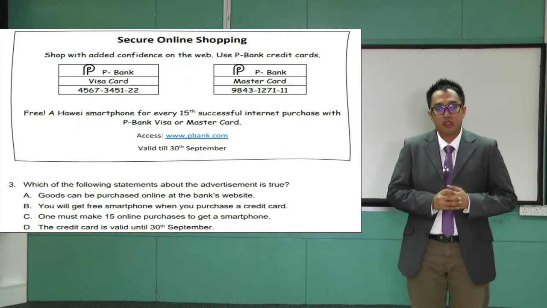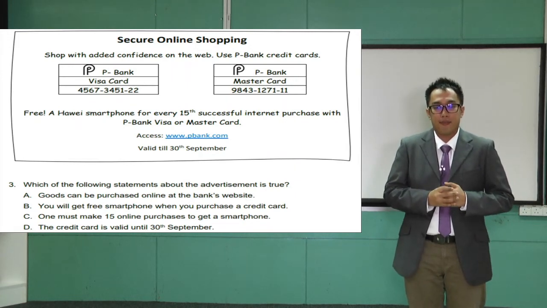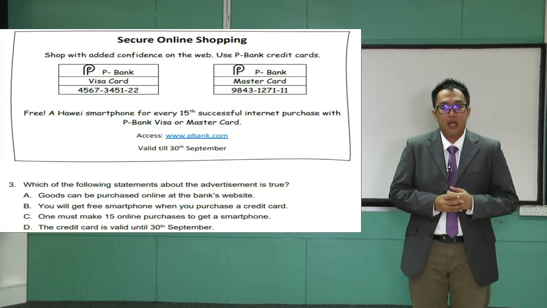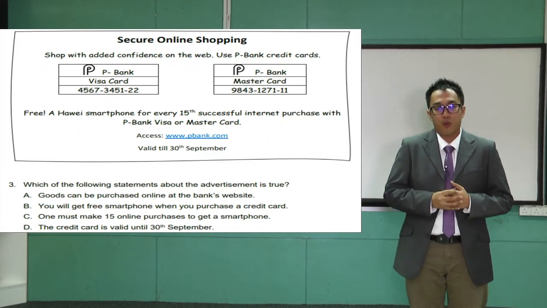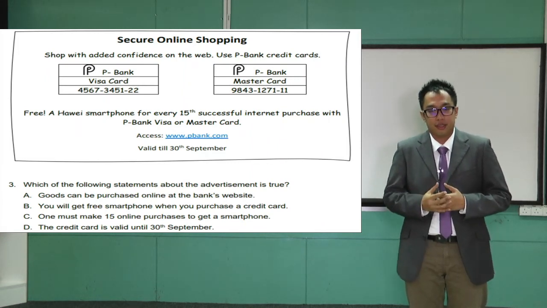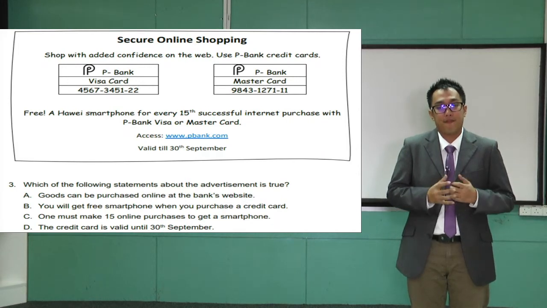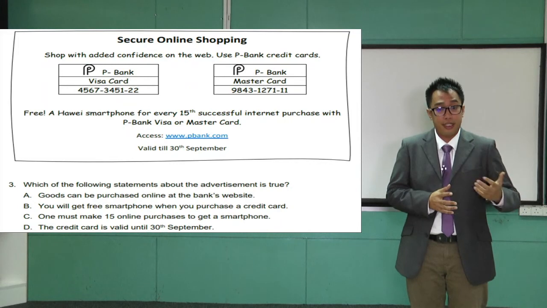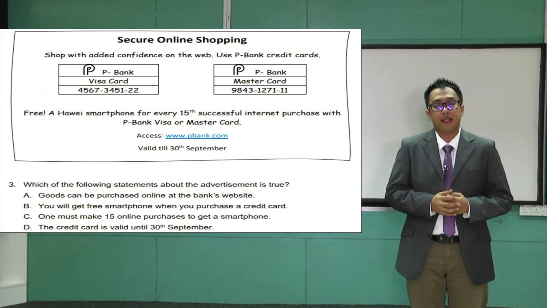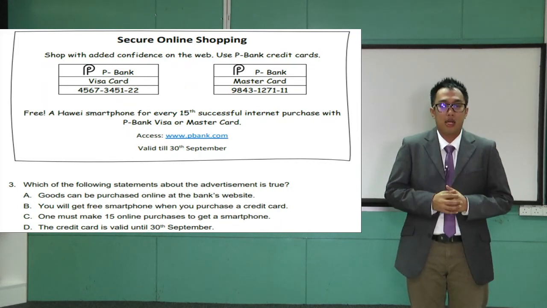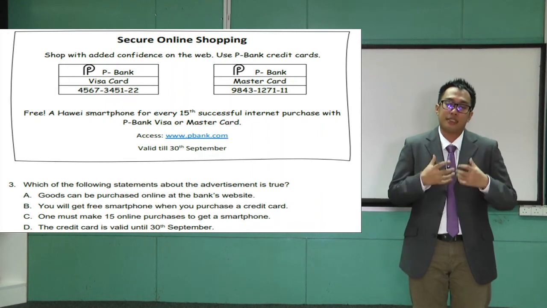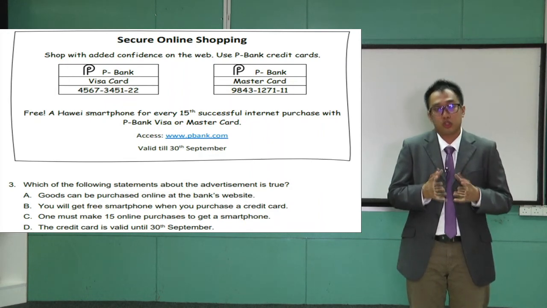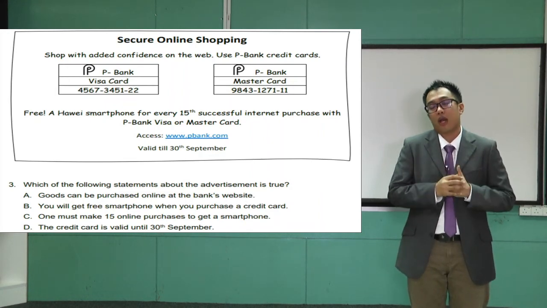A. Goods can be purchased online at the bank's website. B. You will get a free smartphone when you purchase a credit card. C. You must make 15 online purchases to get a smartphone. Or D. The credit card is valid until 30th September. So the question asks you to find a statement which is true. Out of all four answers, only one is a true statement.